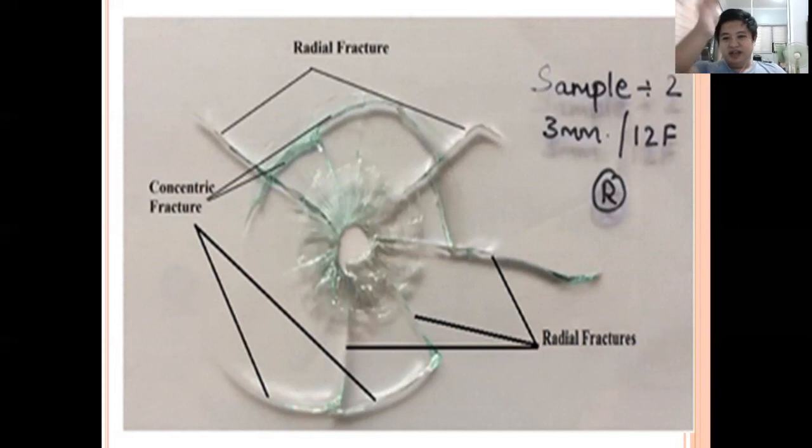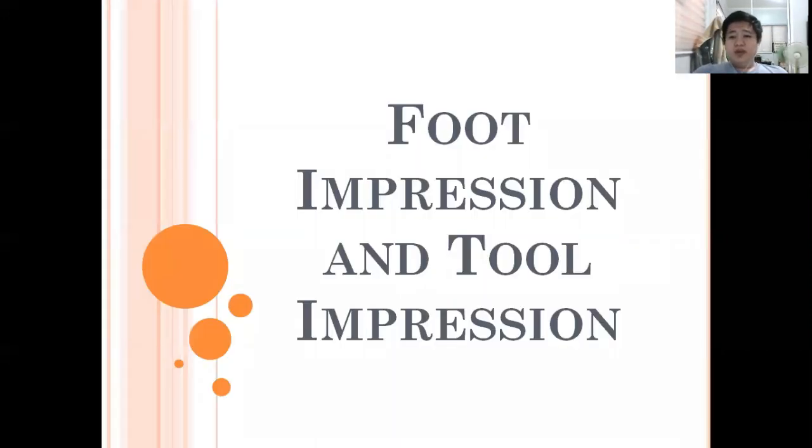So that is a straight line. It doesn't mean that as long as there is a line, it is straight. That is what we call radial fracture. If there is a bow or letter C appearance on the glass that breaks, commonly that is concentric fracture. So we are done with chapter 6 of our handout.